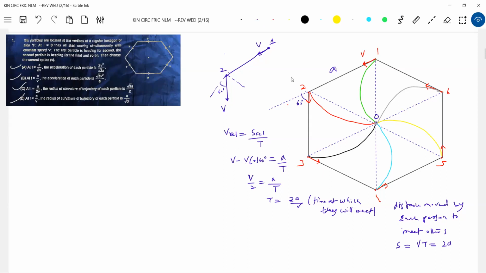But he has asked something not like time: the acceleration of each particle, because they are moving in a curved path. What is the type of motion they describe? Constant speed. There won't be any tangential acceleration, but since they're moving in a curved path, they will have centripetal acceleration. That normal acceleration is what is being asked here. Let me call it normal acceleration or radial acceleration, better you call.